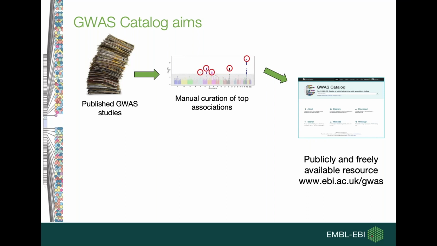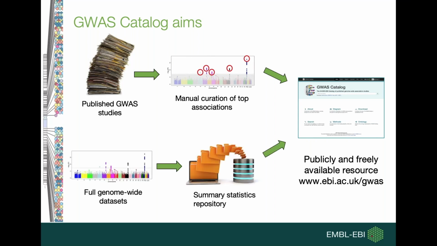A particular SNP is associated with a particular trait, with a particular effect size and significance, and it was demonstrated in a particular population of individuals. We then make this freely accessible and searchable through our web interface. We're also one of the major repositories of full genome-wide summary statistics data. So this allows investigation of all variants on the array, not just the most significant ones. And we make these available through our summary statistics repository, which can be accessed through the website.